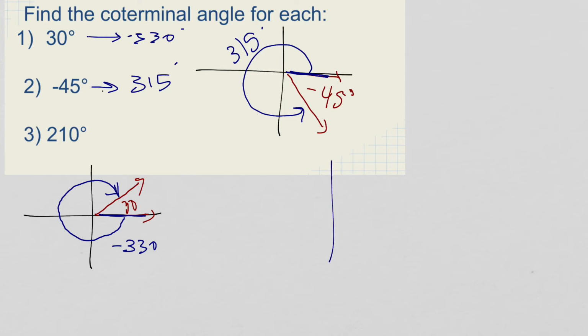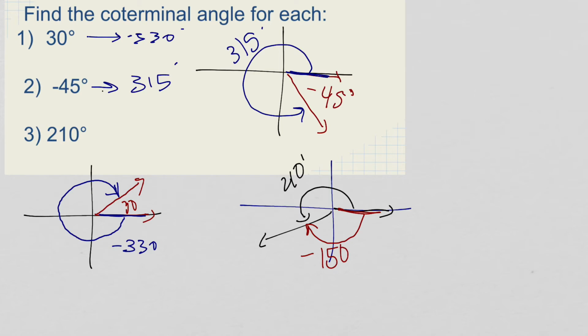And then for the last one, it's 210 degrees. So here's my initial side. 210 is going past the 180. That's my terminal side there. This is 210. Well, I want to go the other way, so I'm going to still start with that initial side, and it's going to meet up with the terminal side there. So what is 360 minus 210? That's negative 150.